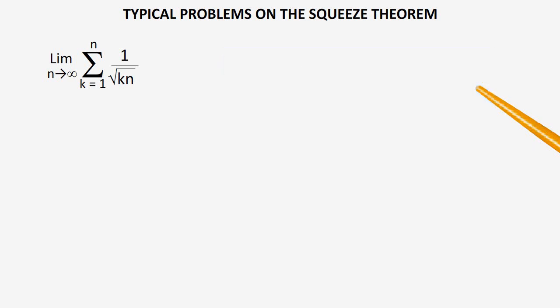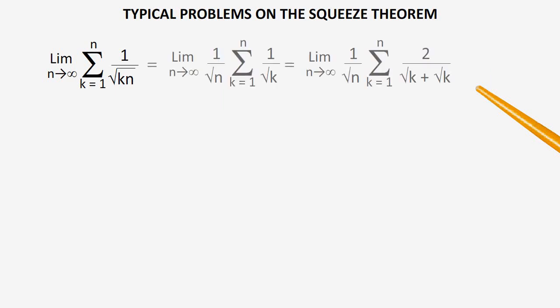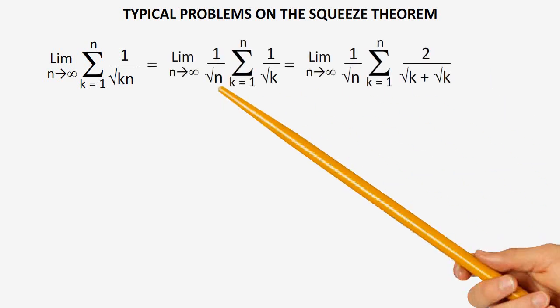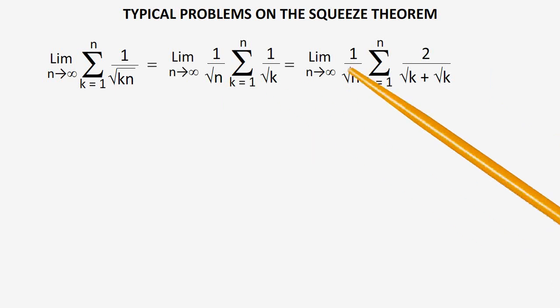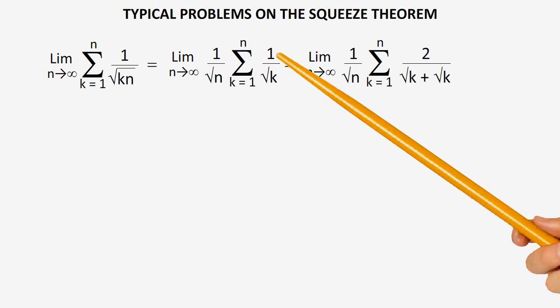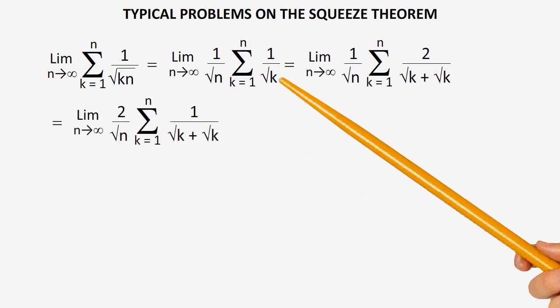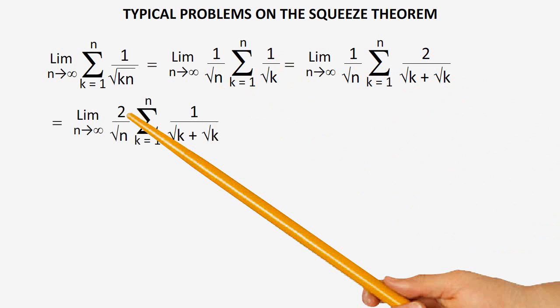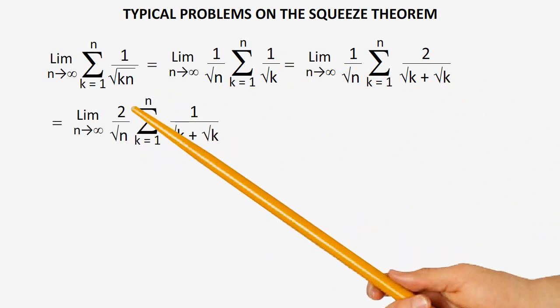Now let's see what we can do. First, bring out the constant term root n outside the summation symbol. Then we may write 2 by root k plus root k in place of 1 by root k. Now we bring this 2 out of this summation symbol. Now concentrate on this infinite series.